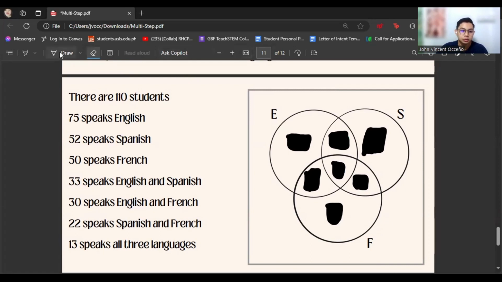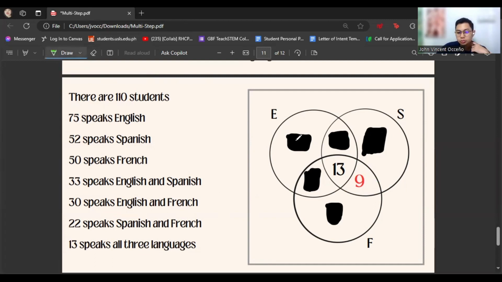Now, again, what do we do? We need to start in the middle. What do we find here? The intersection should be placed in the middle: 13 speak English, Spanish, and French. We put it here. Now let us move up. For 22, who speak Spanish and French, same step, 22 minus 13, we get an answer of 9.